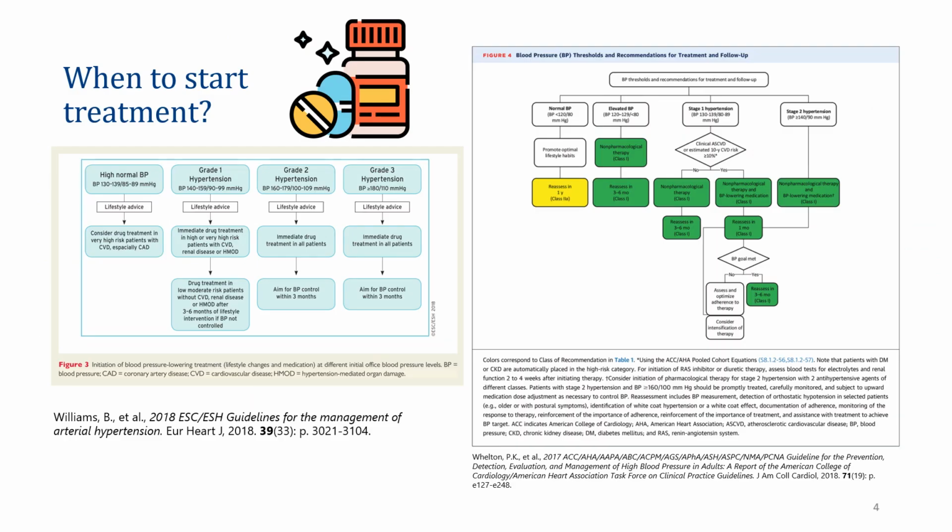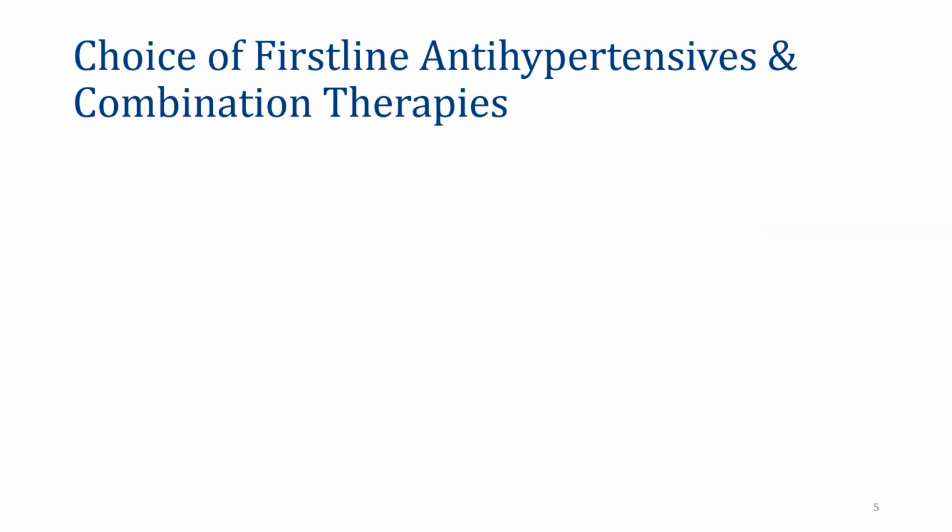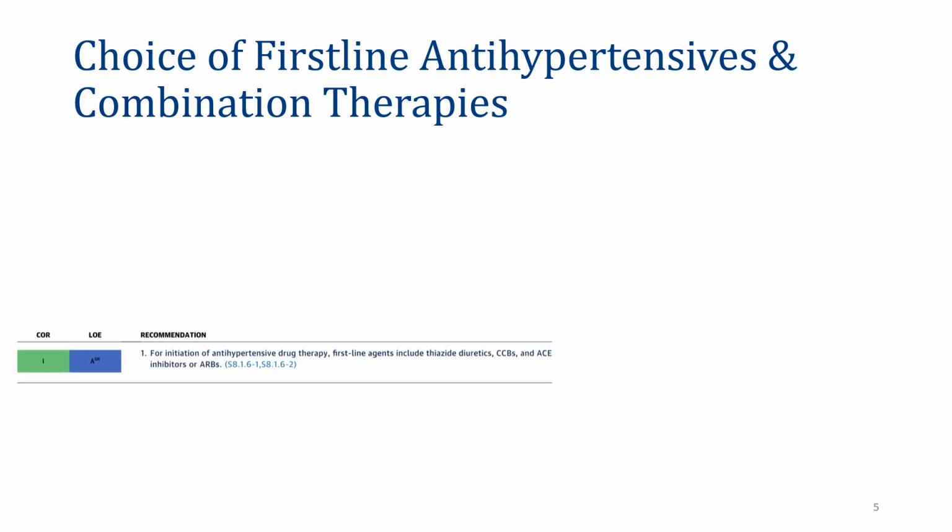It has been confusing, right? Why different guidelines have used different grades of hypertension to call them hypertension and when to start treatment. For now, let's just assume that a diagnosis has been made and treatment has to be started. Let's explore further on the choice of first-line antihypertensives and combination therapies.